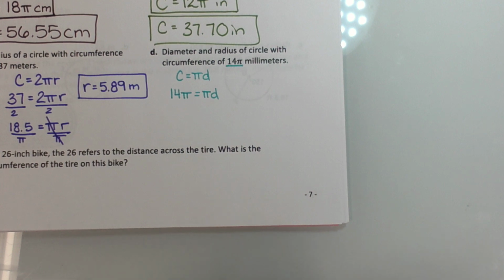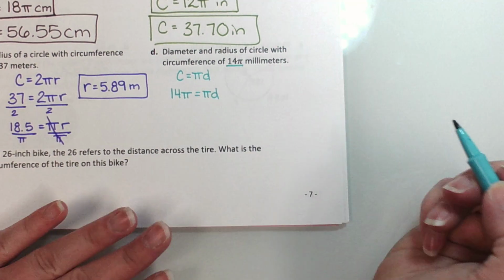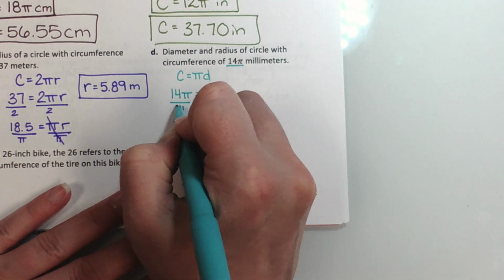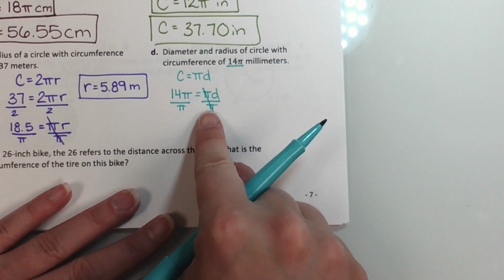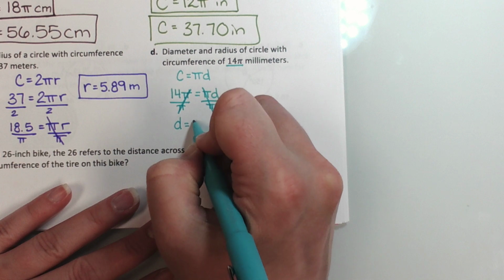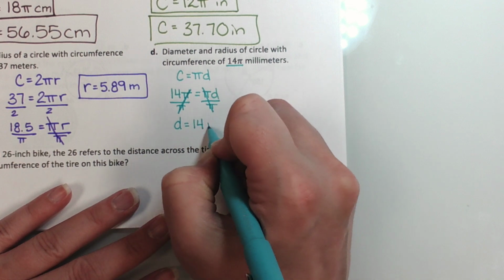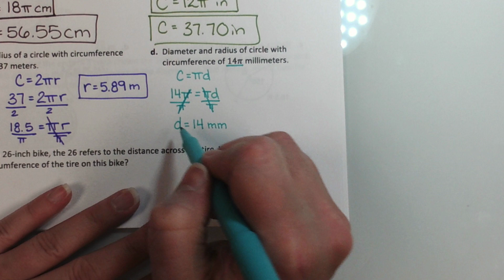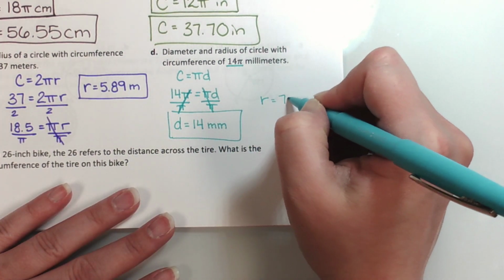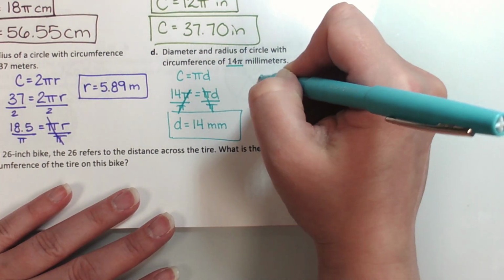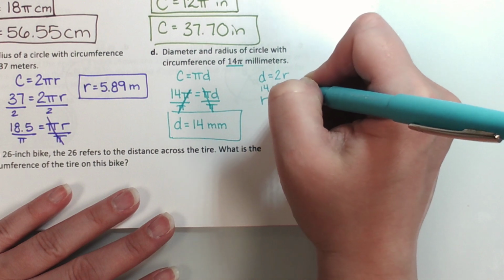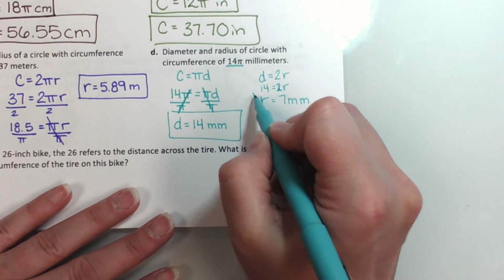To get to the diameter alone, it's being multiplied by pi. How do I undo multiplication? Divide by pi. This is 14. Pi's cancel out. Diameter is 14 what? 14 millimeters. If the diameter is 14 millimeters, what's the radius? 7 millimeters, because diameter is 2 radii, or 14 equals 2r. You don't have to write that full thing out.